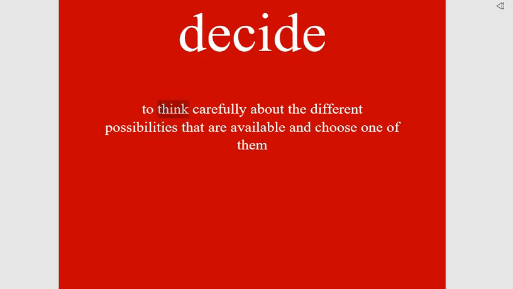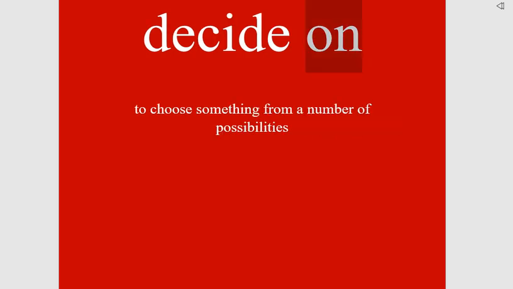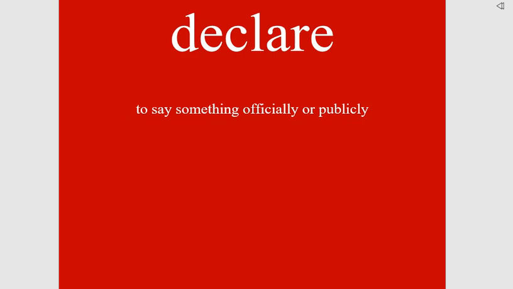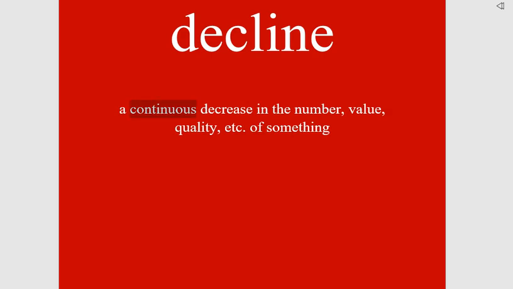Decide. To think carefully about the different possibilities that are available and choose one of them. Decide on. To choose something from a number of possibilities. Decision. A choice or judgment that you make after thinking and talking about what is the best thing to do. Declare. To say something officially or publicly. Decline. A continuous decrease in the number, value, quality, etc. of something.